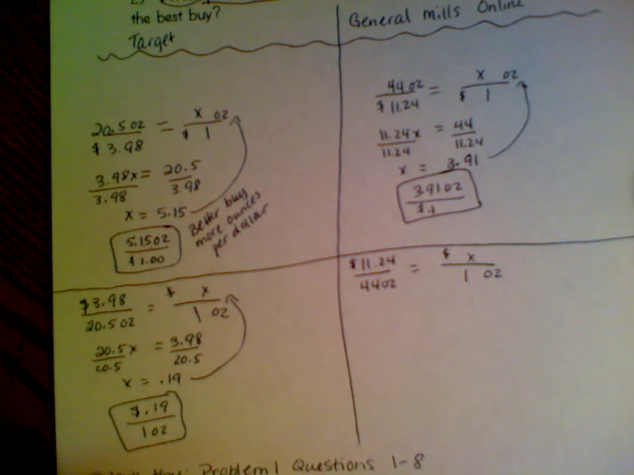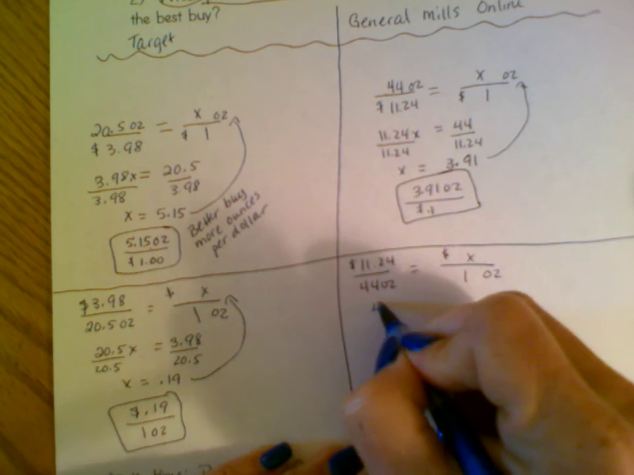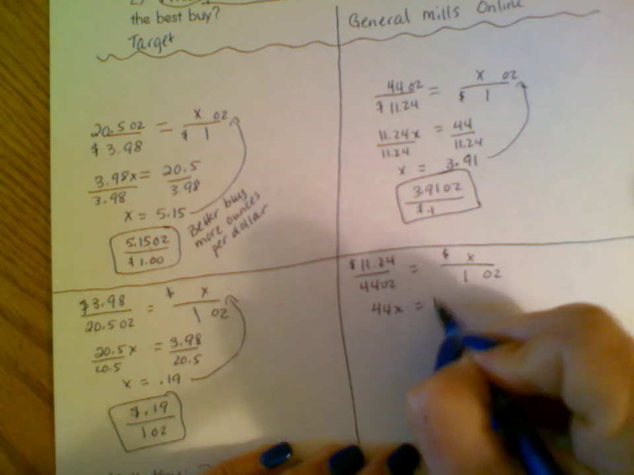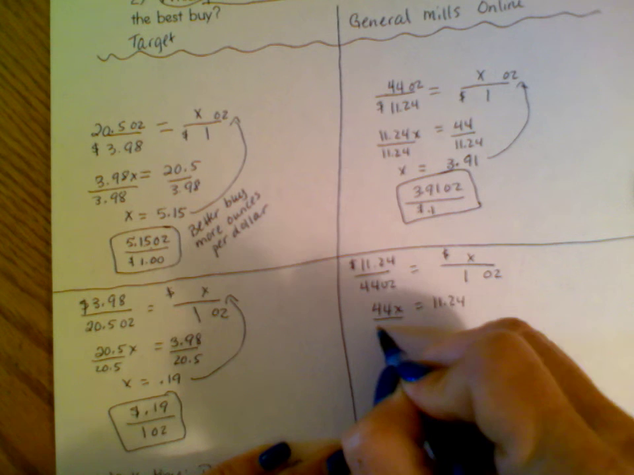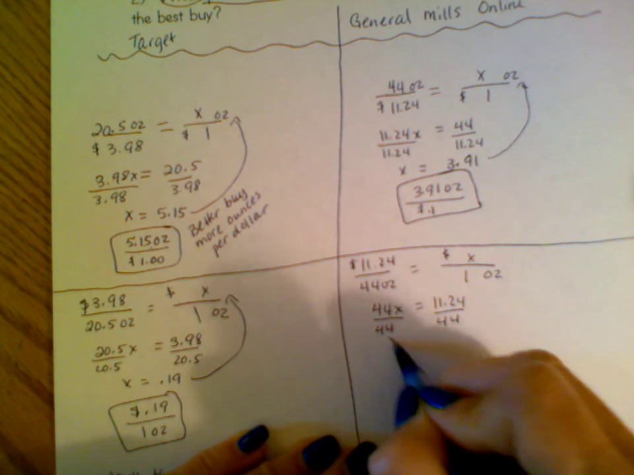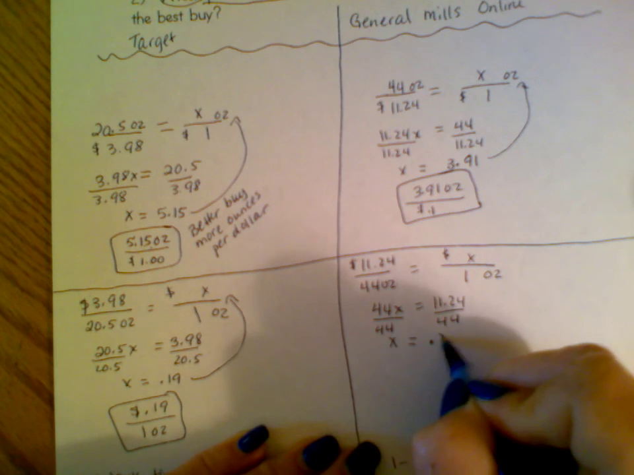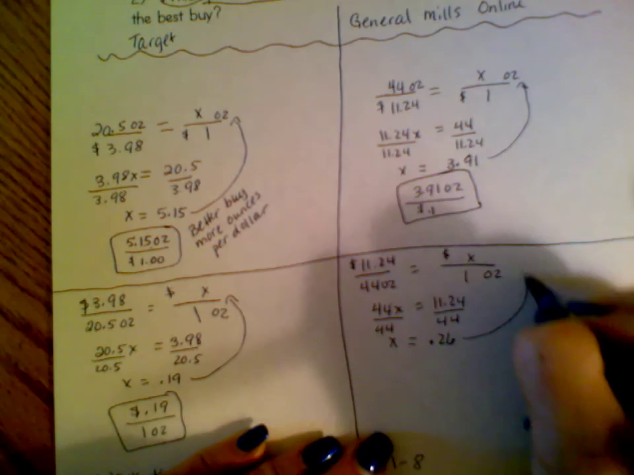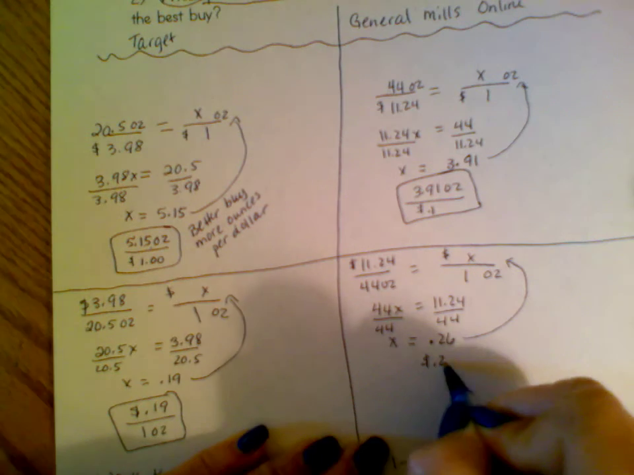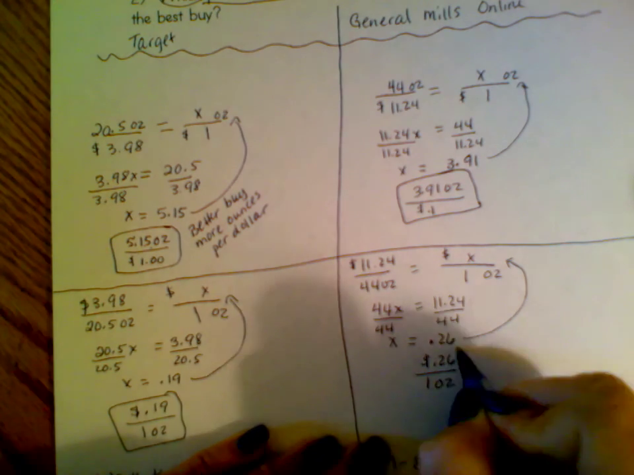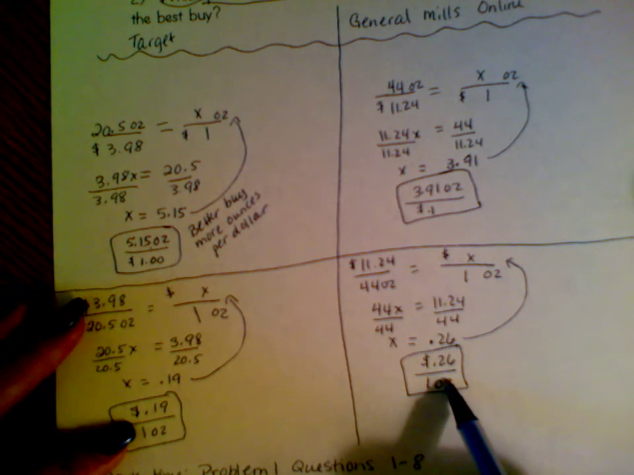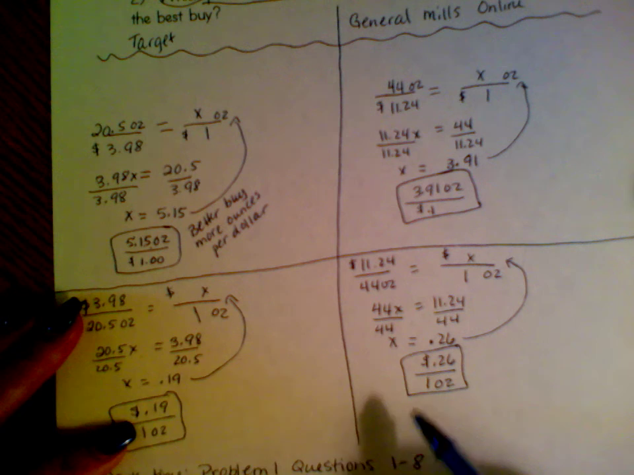That's a unit rate. Doing the same over here, 44 times x is 44x, and 11.24 times 1 is 11.24. Isolating my variable using inverse operations, dividing by 44, and this time I get x equals 26 hundredths. What's the label? It's a dollar sign, so I want to write it as a unit rate: 26 cents over 1 ounce. So here I would have answered question 1, finding the unit rate. Now I need to determine which is the better buy.